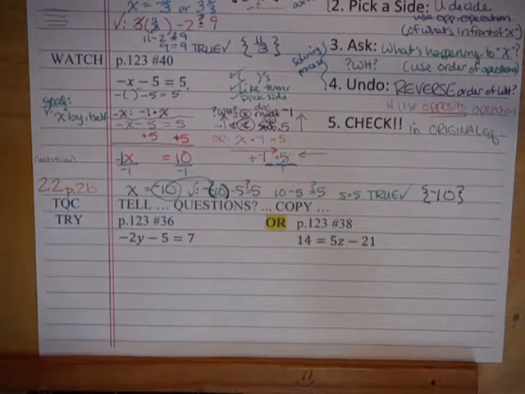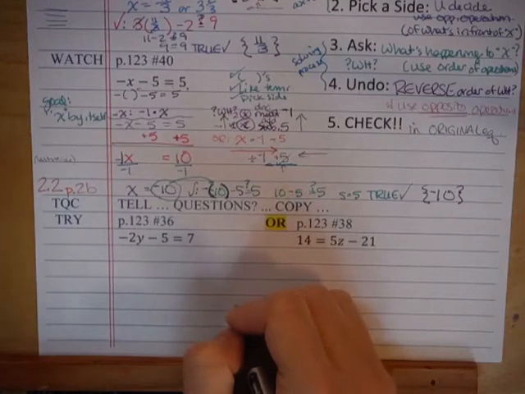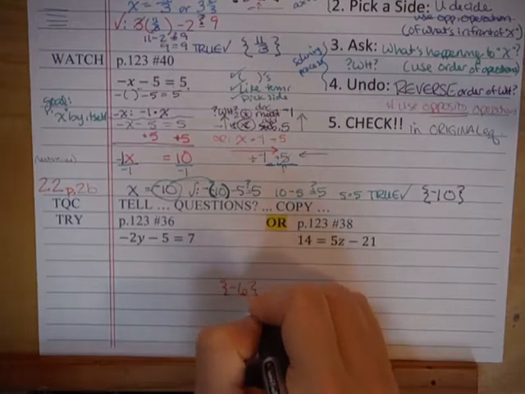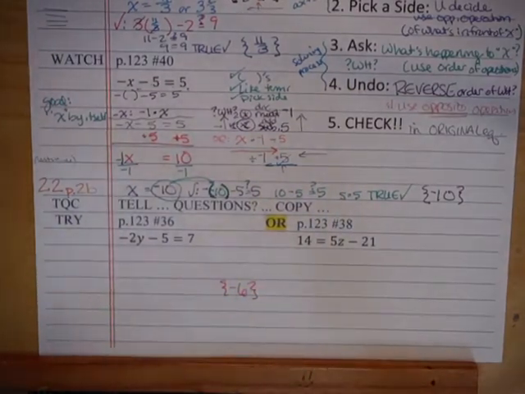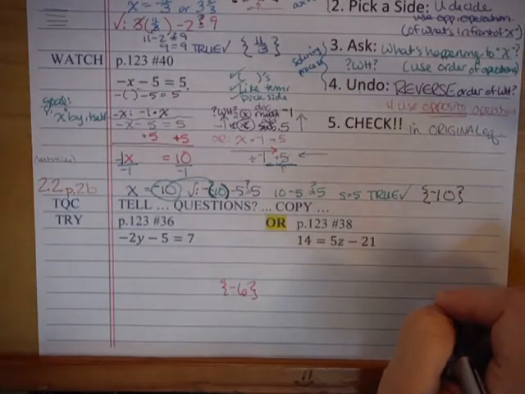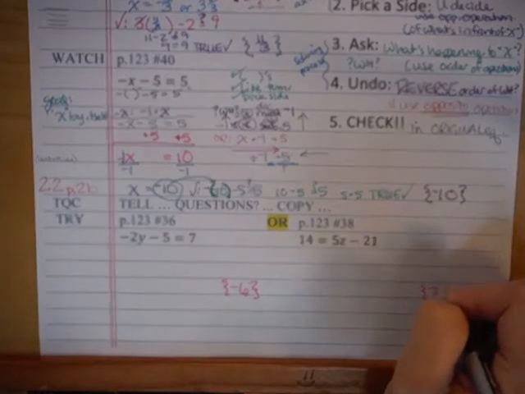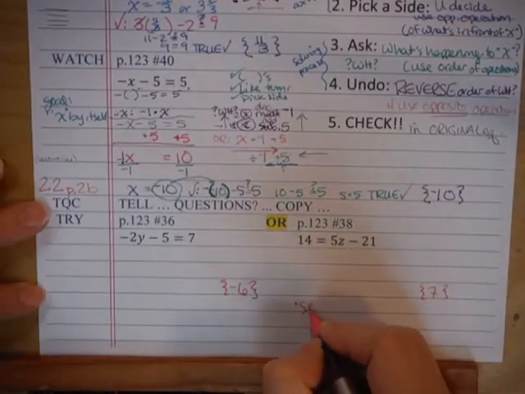All right, after you've tried number 36, you should get an answer of -6. Then pause the video again if you haven't tried 38 yet. Once you've tried 38, you should get an answer of 7. And once again, we're writing these in set notation.